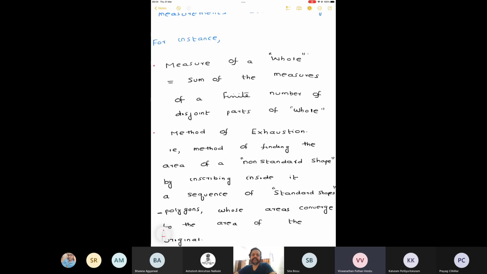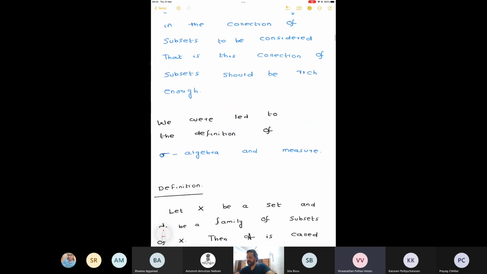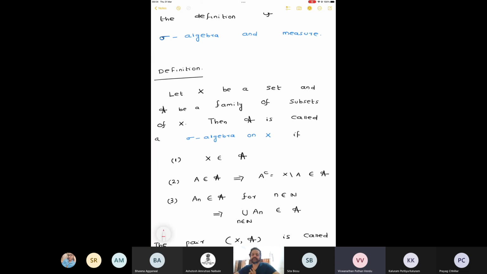So these are certain things we did in the initial classes, that we looked into what are the requirements of measure and so on. And finally, we were led to the definition of sigma algebra. So I have once again reproduced it here for you. Given an arbitrary set, need not be R, you can consider a family of subsets of X, possibly the power set of X or a subset of power set of X. If you want to declare that family as a sigma algebra, we need certain requirements.